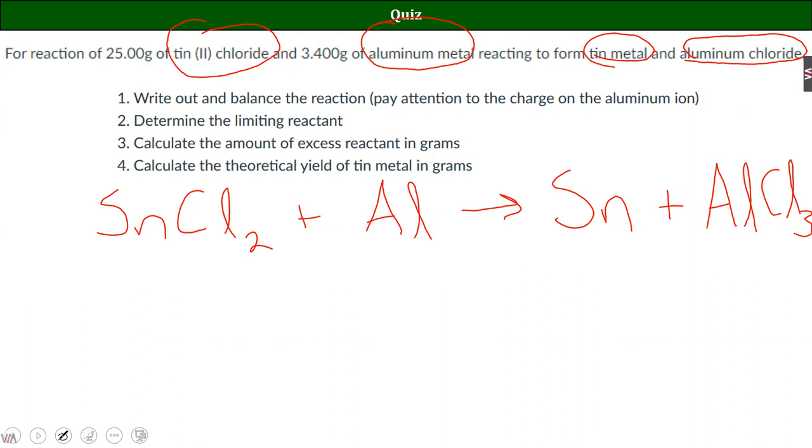If I don't give you a phase, like solid, liquid, gas, aqueous, just leave it off. It doesn't really matter for this. We're just trying to answer these questions. I'm not trying to be nitpicky about the phase on this one.